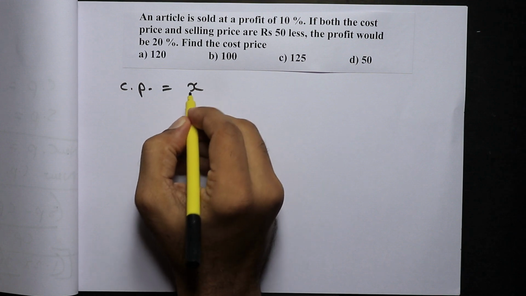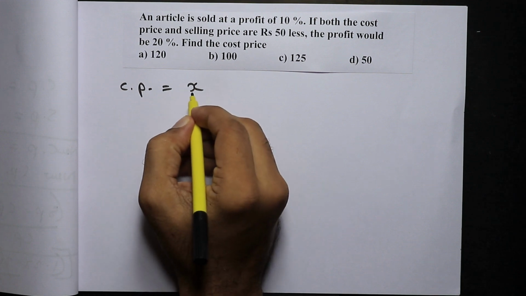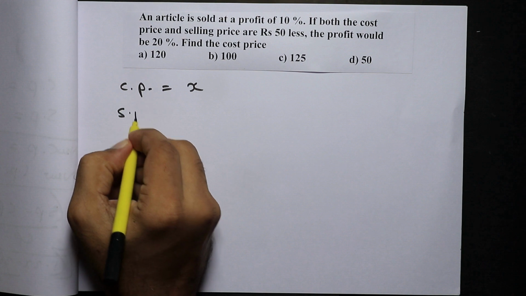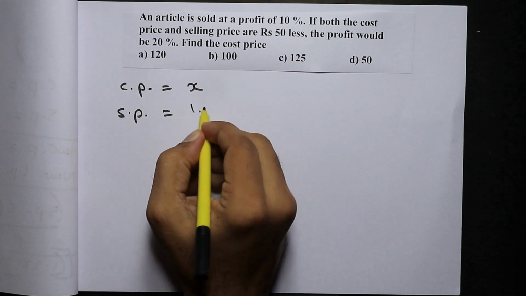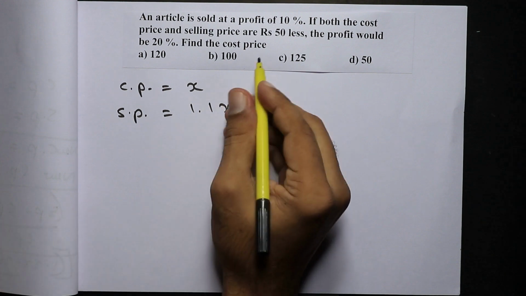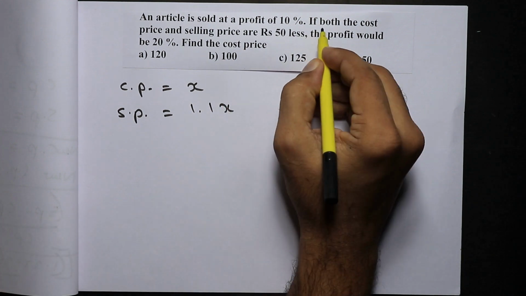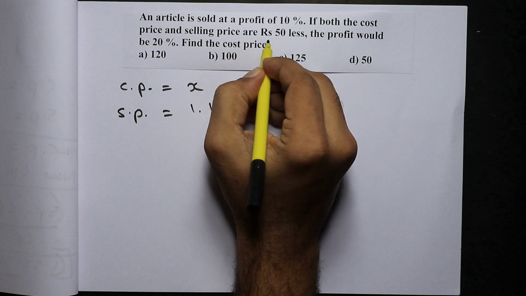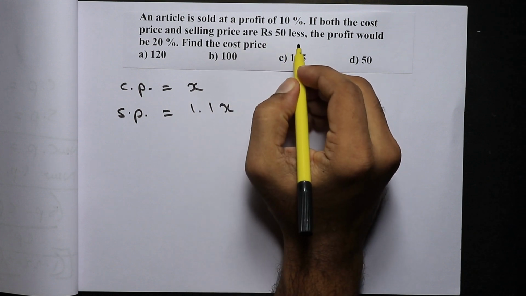So if you increase X by 10%, you will get it as 1.1x. So the selling price will be 1.1x. So if you sell it at 1.1x, you will get a profit of 10%. What is said is, if both the cost price and selling price are rupees 50 less.